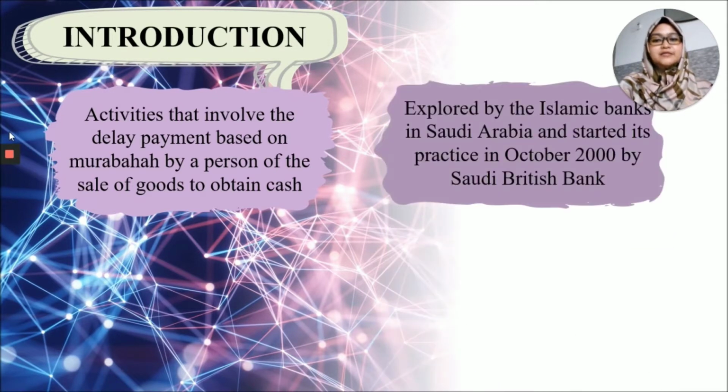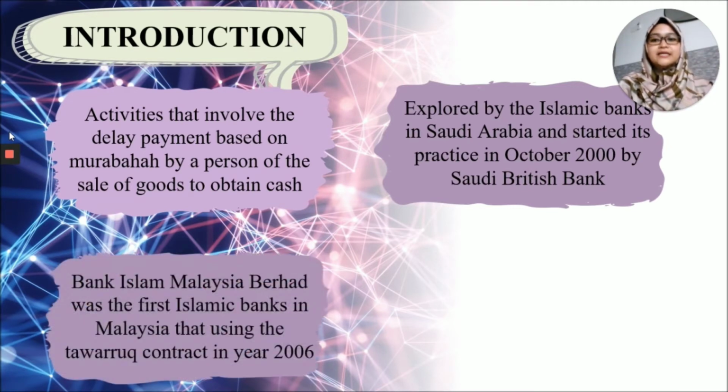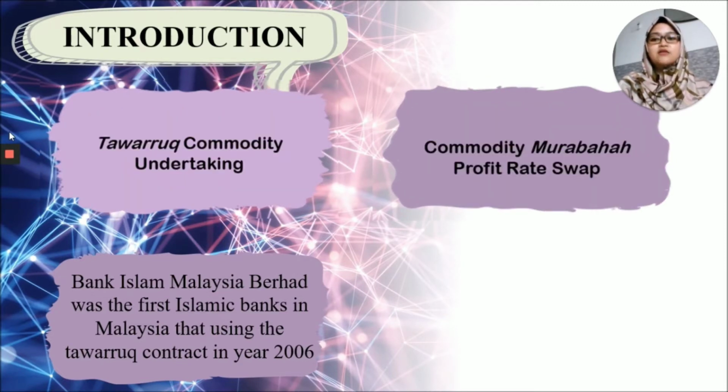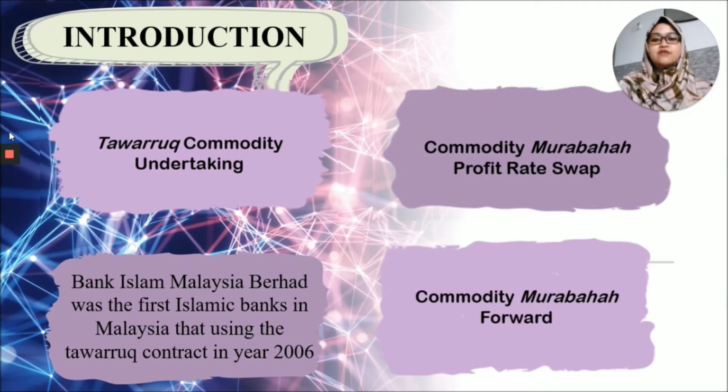In the beginning, Tawarruq was explored by the Islamic banks in Saudi Arabia and started its practice in October 2000 by Saudi British Bank. It is widely used in Arabic countries year after year. Bank Islam Malaysia Berhad was the first Islamic bank in Malaysia to use the Tawarruq contract, in 2006, with the products namely Tawarruq Commodity Undertaking, Commodity Murabahah Profit Rate Swap, and Commodity Murabahah Forward.